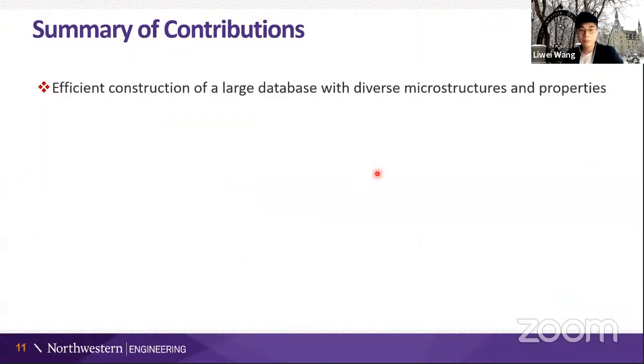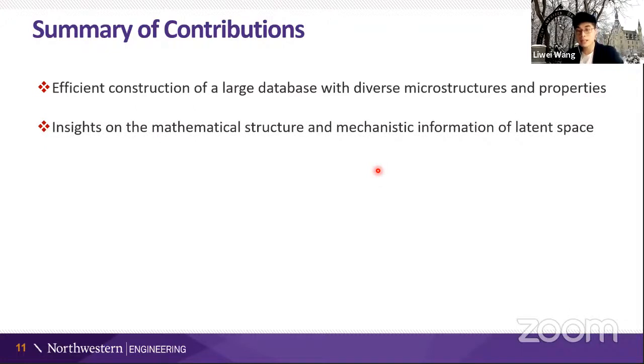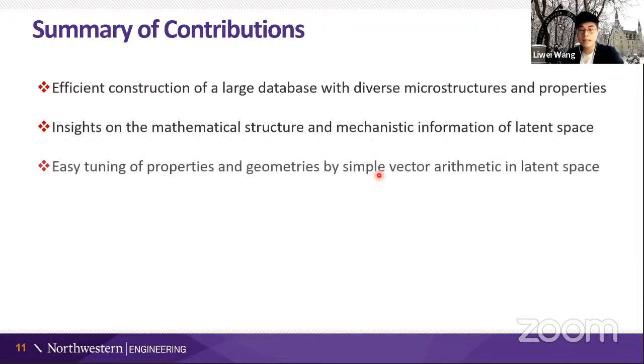To summarize, we propose an efficient construction method of a large database with diverse microstructures and properties. Since the geometries are complicated, we propose a generative model to compress all the microstructures into a low dimensional latent space with desirable mathematical structure and mechanistic information. This provides a control panel for the inverse design of metamaterials. You can control the properties and geometries by simple vector arithmetic.